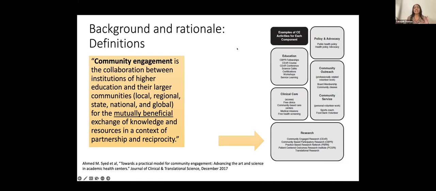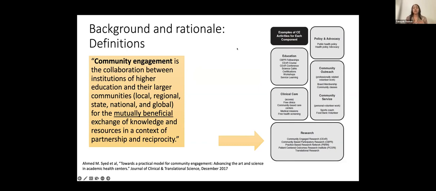And as you can see, there are various ways that you can think about community engagement for different activities, whether you're thinking about education or clinical care or research or community outreach and community service or policy and advocacy. Community engagement activities fit in each one of these components, and really thinking about, depending on the type of work you do or what you're interested in, how community engagement can fit into something that you're doing.